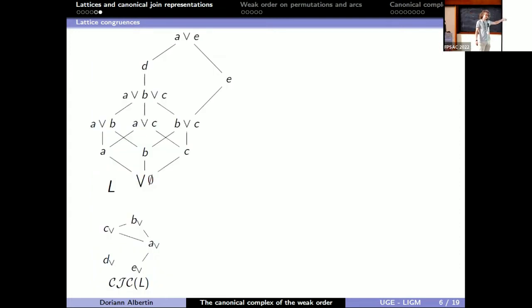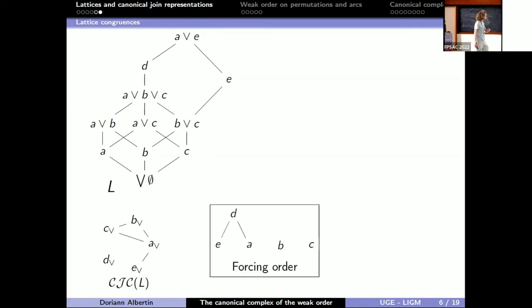So here's our lattice again. And below is our canonical join complex again. I'm not going to tell you how I did that, but here's the forcing order of this lattice. I'm not going to say how I computed it, just trust me. And so we have to pick an upper ideal of this forcing order. So what I'm going to do is just draw a line and pick everything that's above. So I'm going to contract the join irreducible elements A and D.